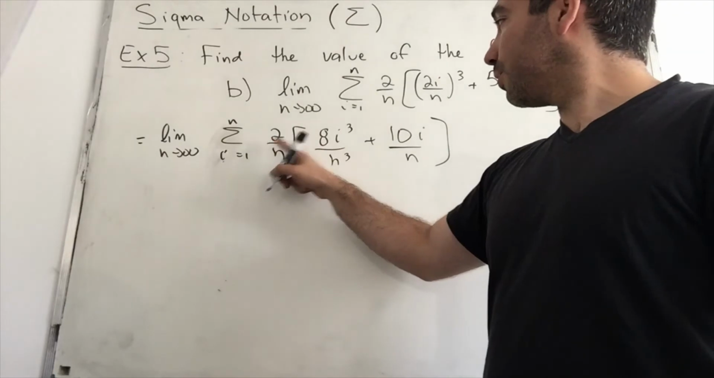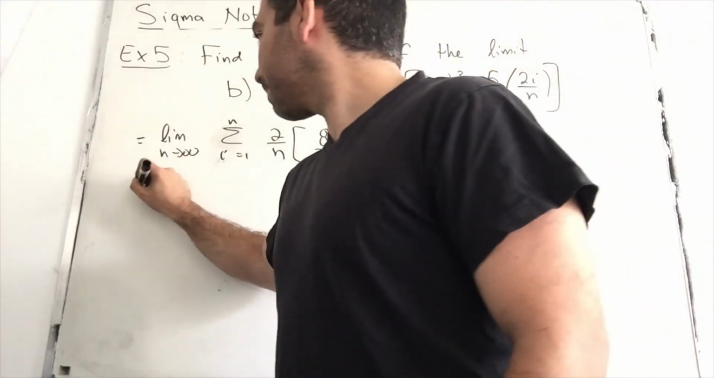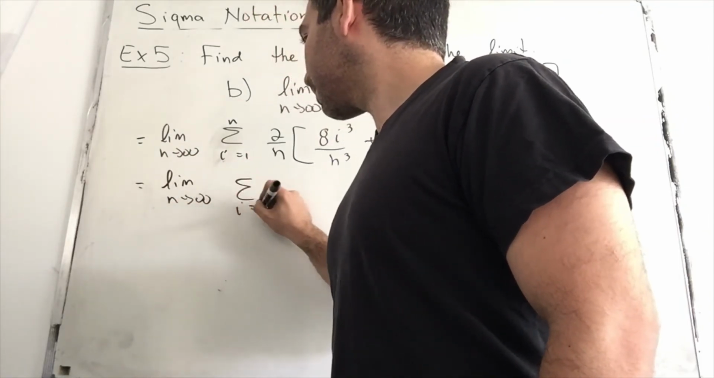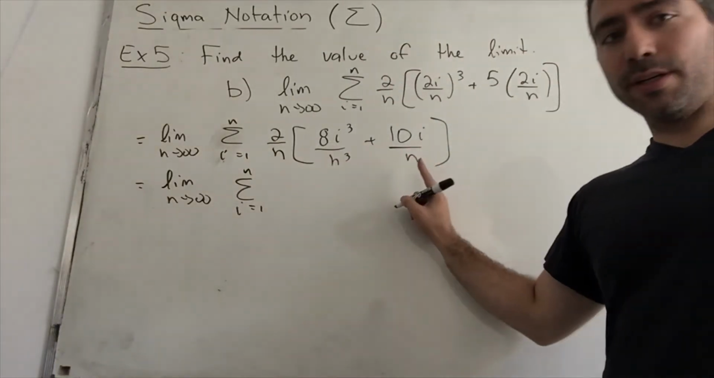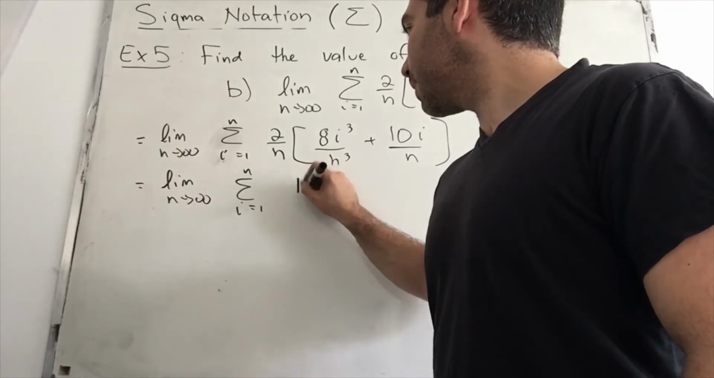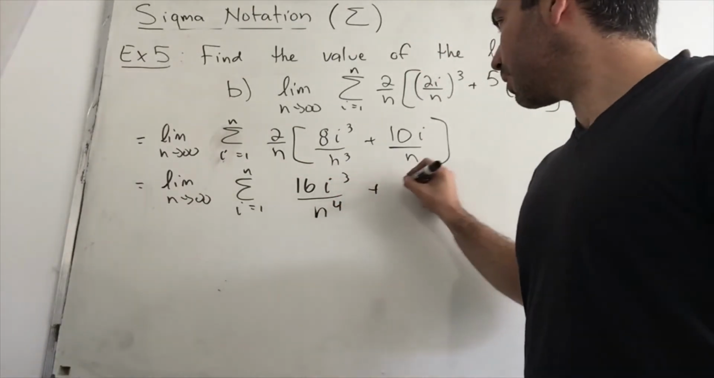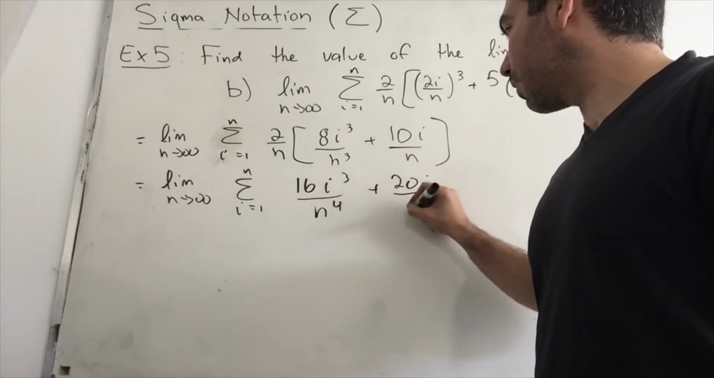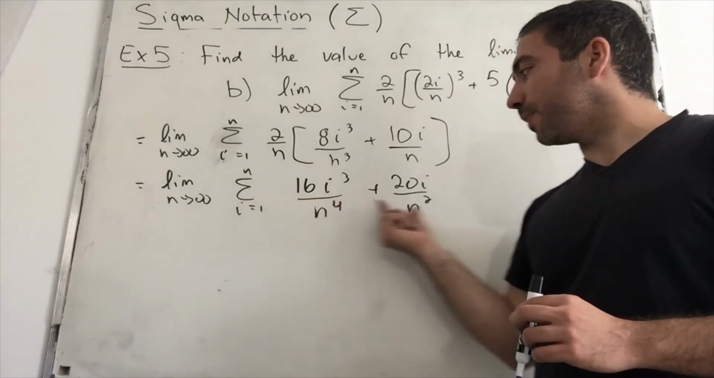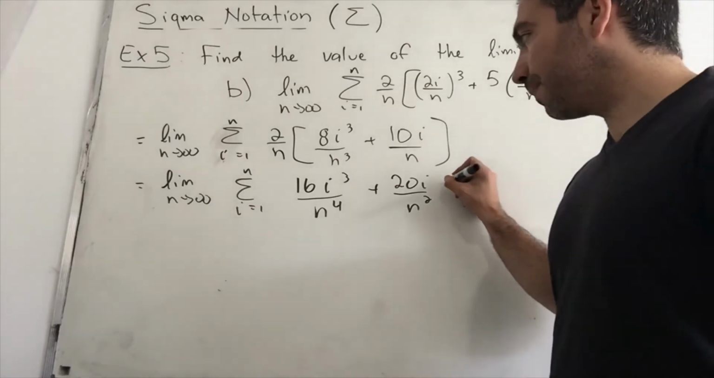Now I'm going to distribute the 2 over n. Should we distribute or factor out? Let's distribute. And we'll deal with each term individually. So I'll distribute the 2 over n, giving me 16i cubed over n to the 4 plus 20i over n squared. The reason why I'm doing this is because I'm going to take the sum of each term individually, seeing that I couldn't factor out a common term.